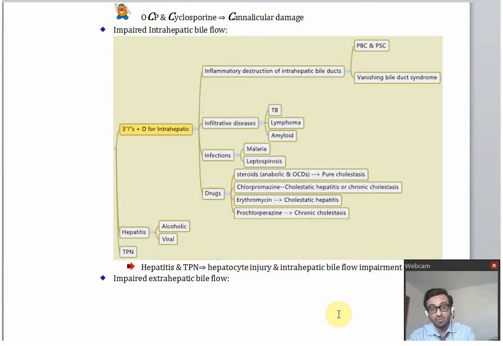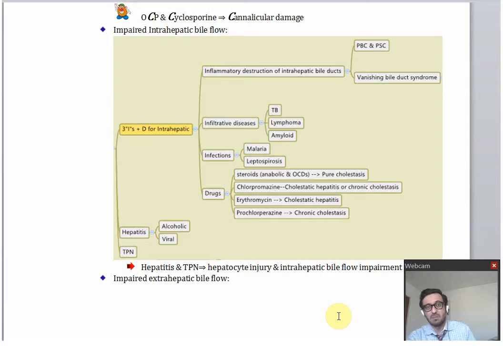Steroids, chlorpromazine, and other antipsychotics, and erythromycin. Once more, steroids, antipsychotics, especially of phenothiazine groups such as chlorpromazine and prochlorperazine, and antibiotic erythromycin. If you want to just challenge your hippocampal region a little bit more, you can think what type of impaired intrahepatic bile flow is seen with each one of these groups.